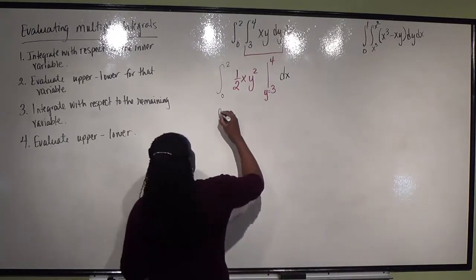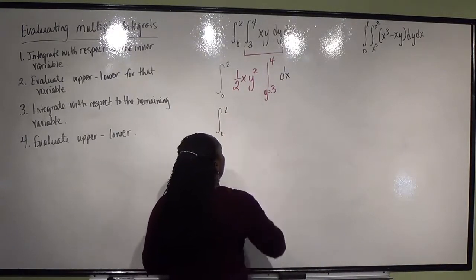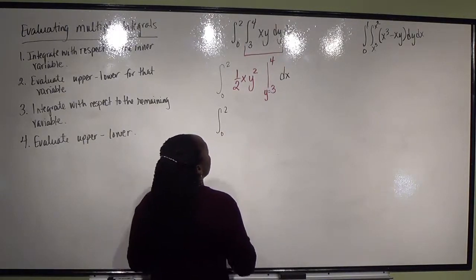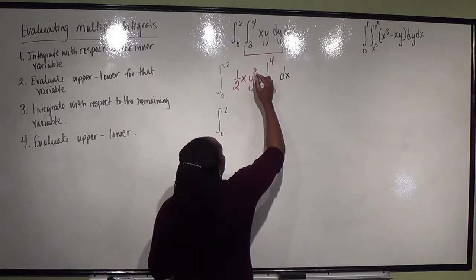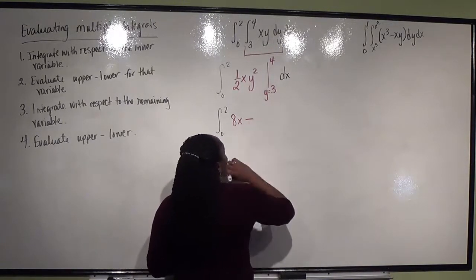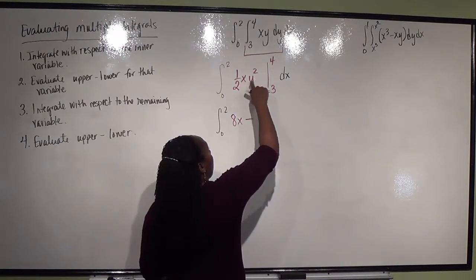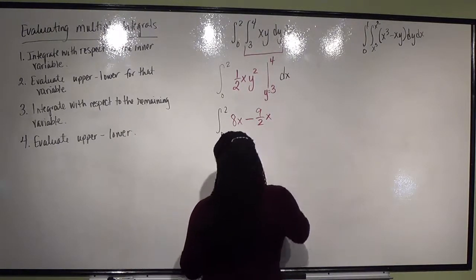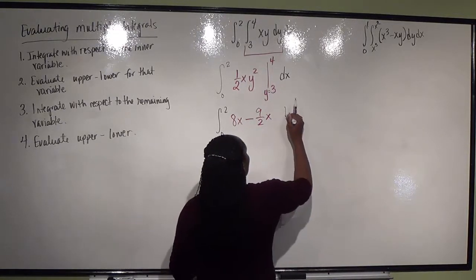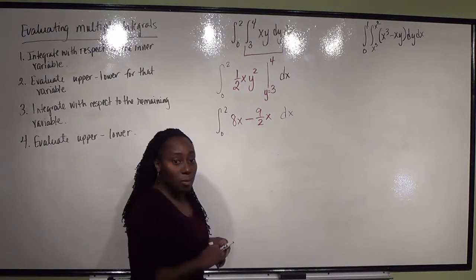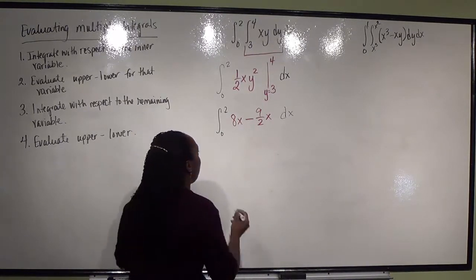Again, the 0 to 2 is just going to stay there. And now I'm going to evaluate that middle piece from y going from 3 to 4. So at my upper limit, I'm going to get a 16 over 2, or an 8x, minus, at my lower limit, 9 over 2, x. And again, my remaining variable there is a dx. Okay? Again, simplify it down, so that's part of my evaluation.